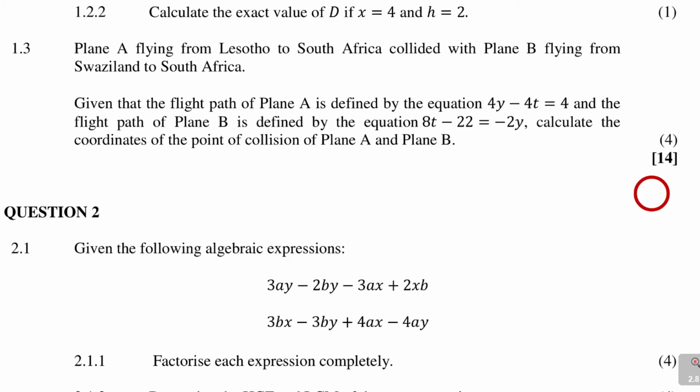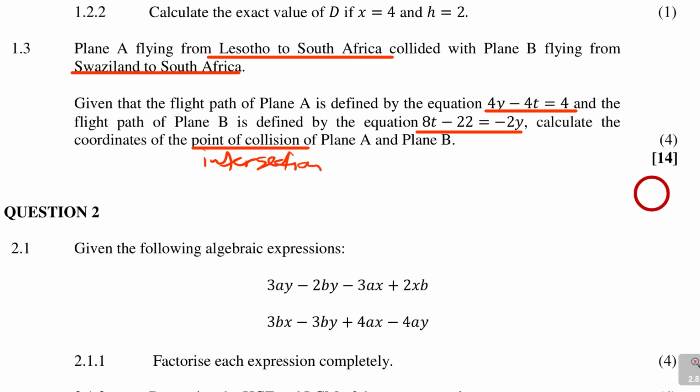The keywords, they said a lot of things here. You'll be asking, where does Lesotho fit with South Africa? Where does Swaziland fit with South Africa? But don't worry about that. What is important is this: equation 1, equation 2, they collided, point of collision. That point of collision is simply a point of intersection when it comes to graphs. In that intersection, you equate two equations.